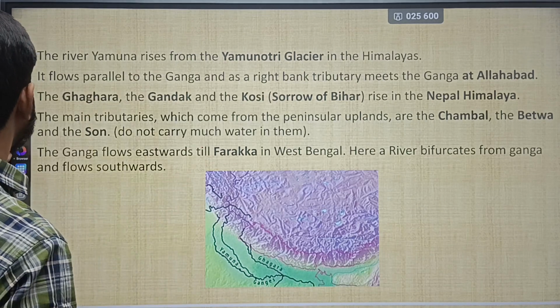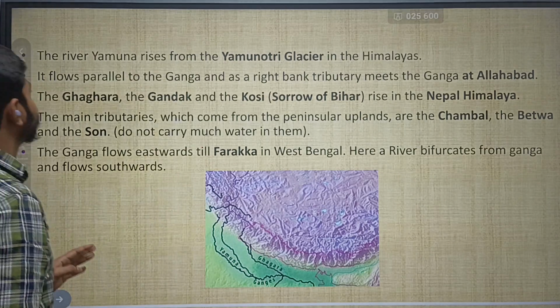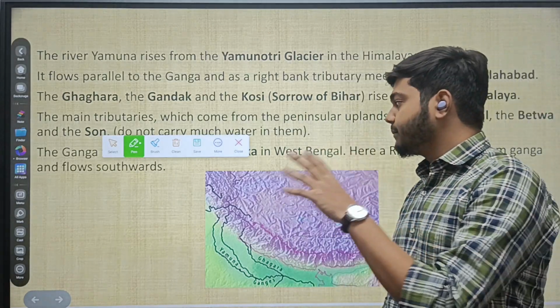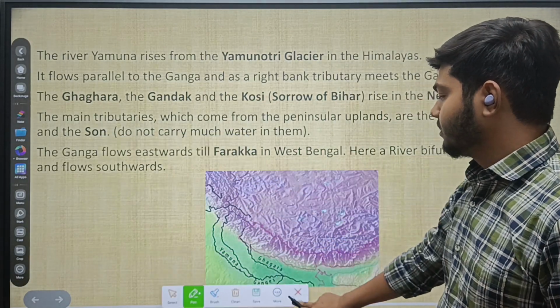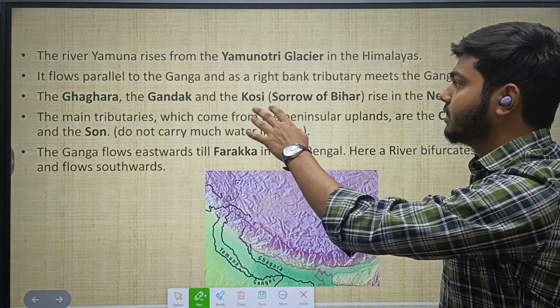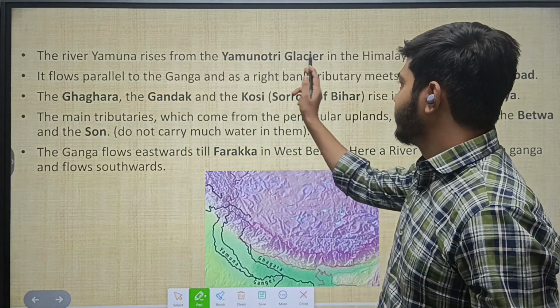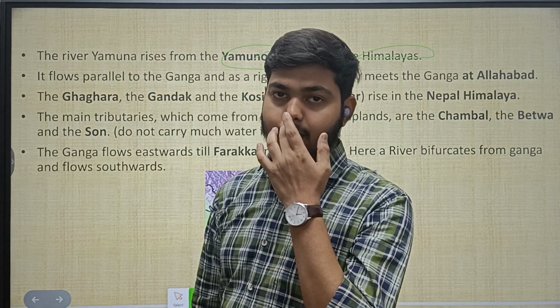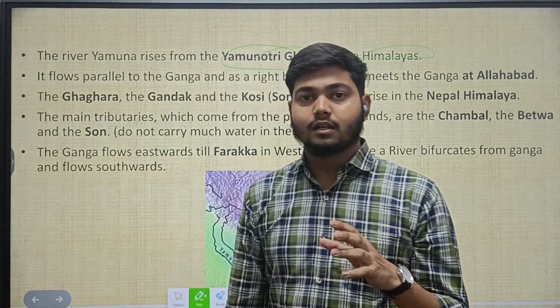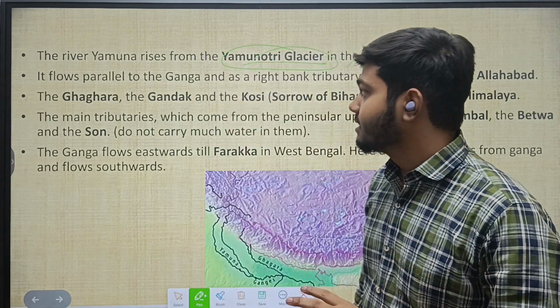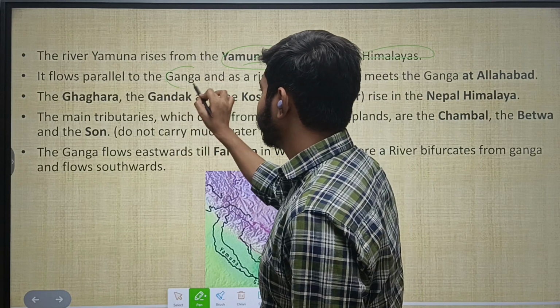Okay, so the next point is the river Yamuna, the most important tributary of Ganga river. The river Yamuna rises from Yamunotri glacier in the Himalayas, as I have told you. The Yamuna river originating from where? Yamunotri glacier, which is a part of Himalayas, and it flows parallel to the Ganga.